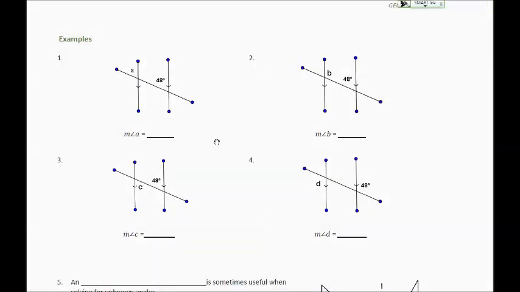Now, I want you to use those ideas and figure out in number 1 what the angle pair relationship is between A and 48 degrees, and then write down the measure of angle A. Ready, set, go. Angle A and 48 degrees are corresponding angles. And so the measure of angle A is the same as 48, and so this is 48 degrees.